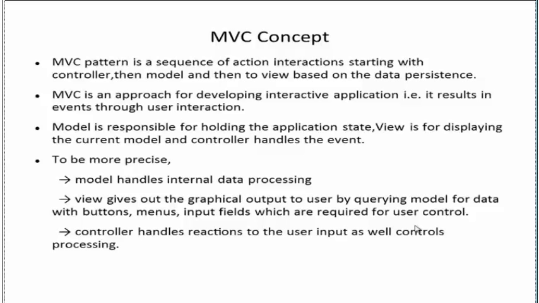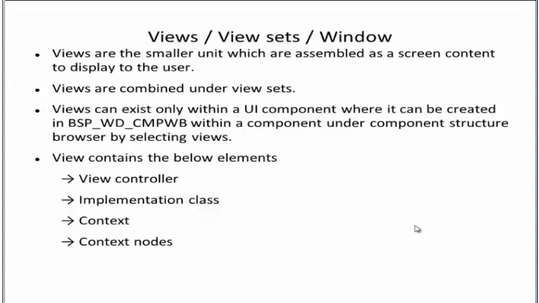So moving forward, in a component, the major parts we have are views, view sets and windows. A view is the smallest unit in which we display the data to the end user, and this is where the user can interact. And when we need to display more than one view, we combine them into a view set. So a view set is a part where we can divide the view set into multiple areas and embed views into those areas. So basically, a view set is a combination of multiple views under a single view set.